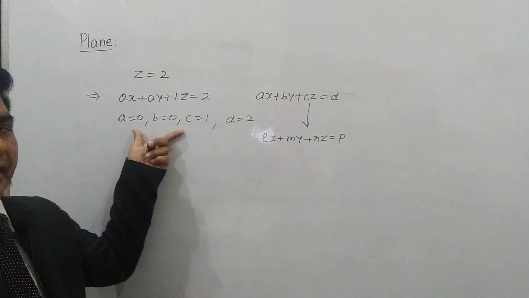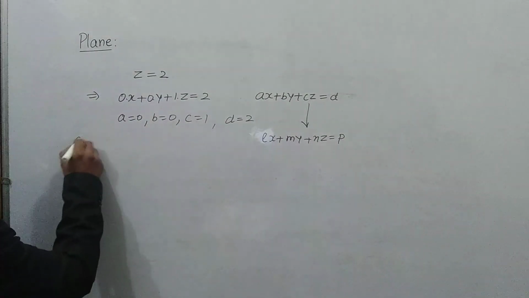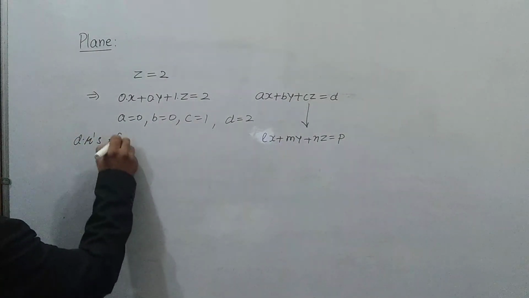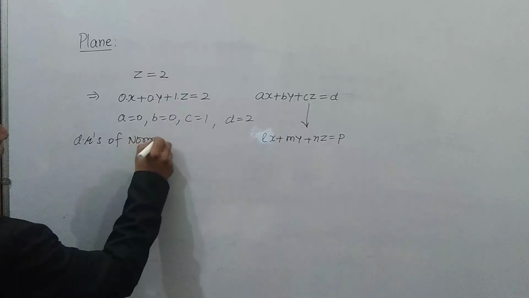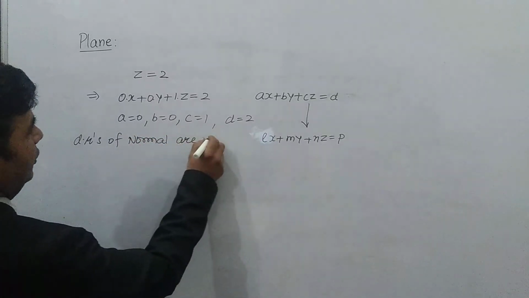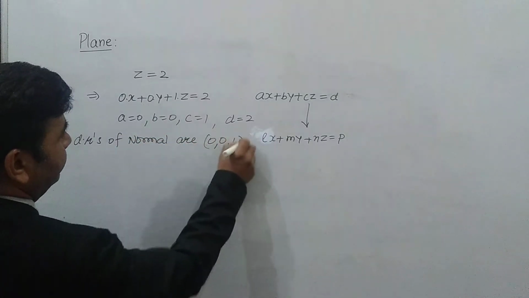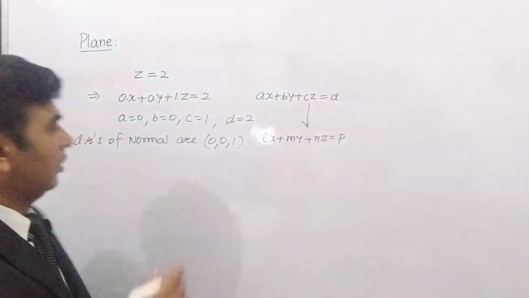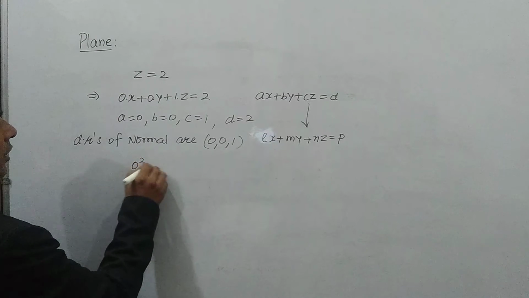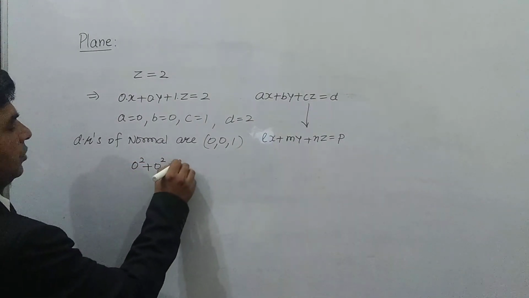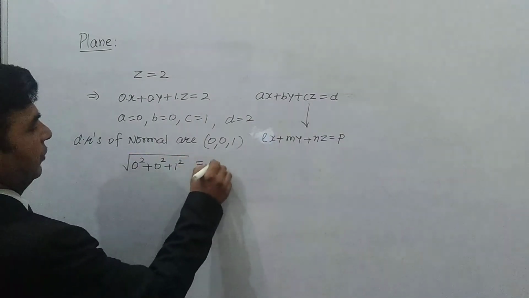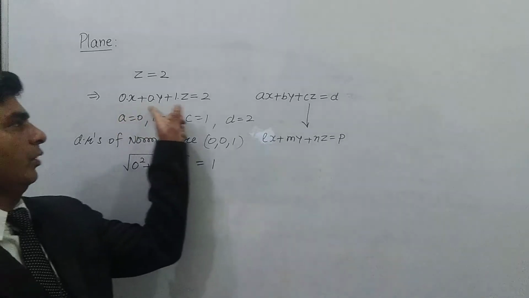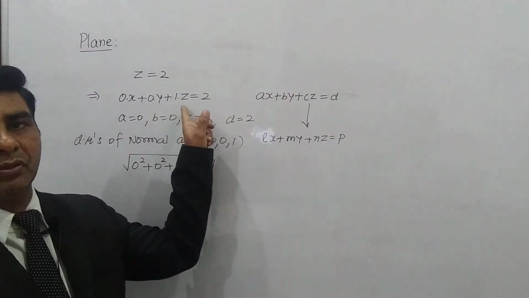Now here the direction ratios of normal are 0, 0 and 1. So what we have to do? We have to take the magnitude, and magnitude will be given by 0 square plus 0 square plus 1 square under the root, which is given as 1 again. So we have to divide the whole equation by 1.